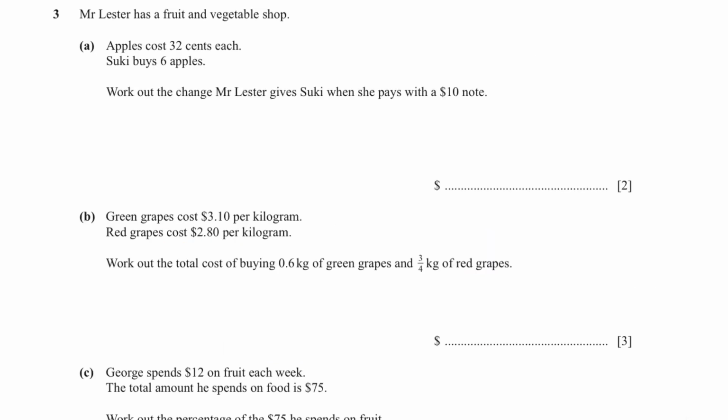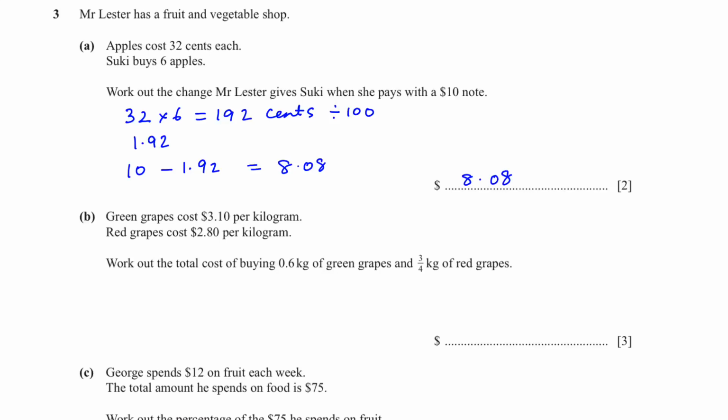Question number 3. Mr. Lester has a fruit and vegetable shop. A. Apples cost 32 cents each. Suki buys 6 apples. Work out the change Mr. Lester gives Suki when she pays with a $10 note. So 32 cents each and she buys 6. First thing we will do is 32 times 6, which will give us 192. This is in cents. We have to change it to dollars. To do that, we have to divide it by 100. So it is 1.92. This is the cost of the apples. Now she pays with a $10 note. So 10 minus 1.92, you will get 8.08. So she gets $8.08 back.